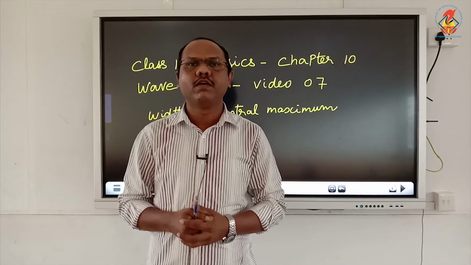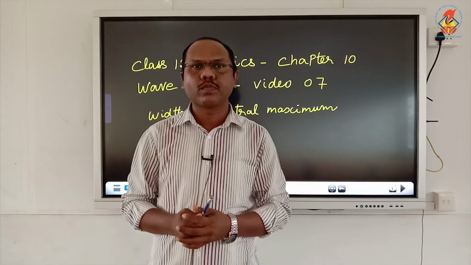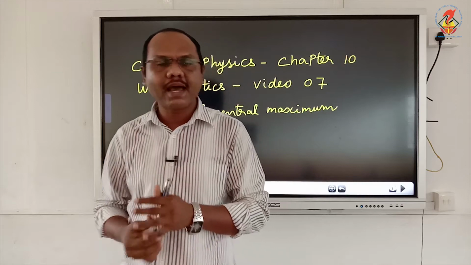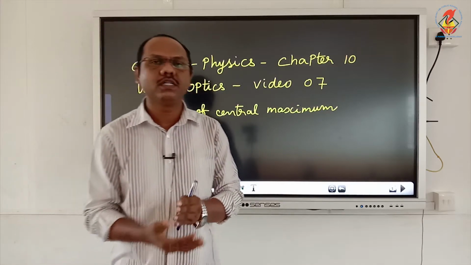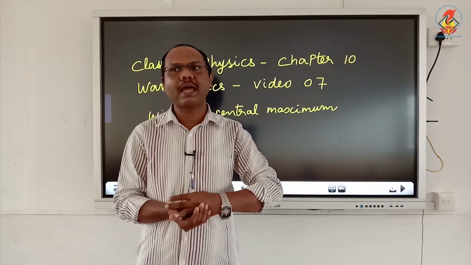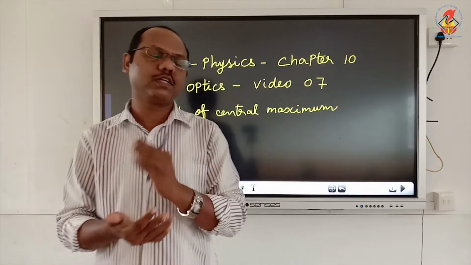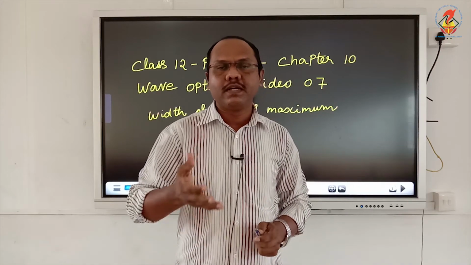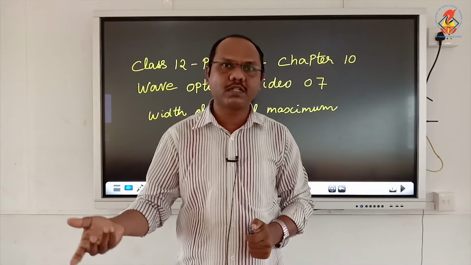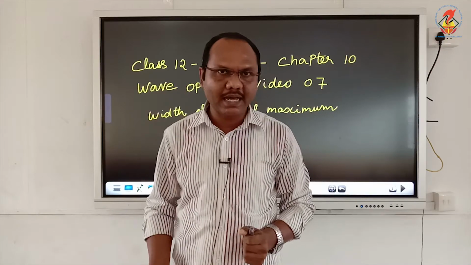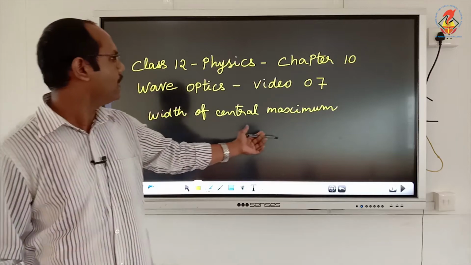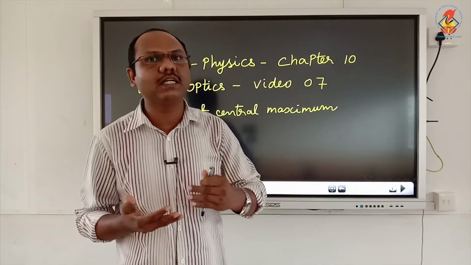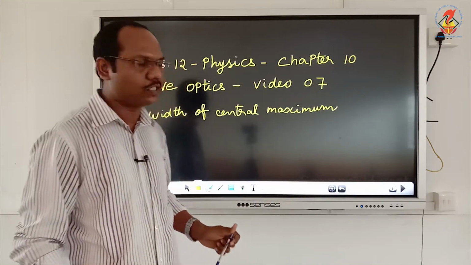Hello students, we are continuing with the last topic itself. In the last section, I was discussing diffraction, how a bright fringe is formed, how a dark fringe is formed. In this section, we are going to derive the position for the bright fringe, position for the dark fringe, and width of the central maximum.